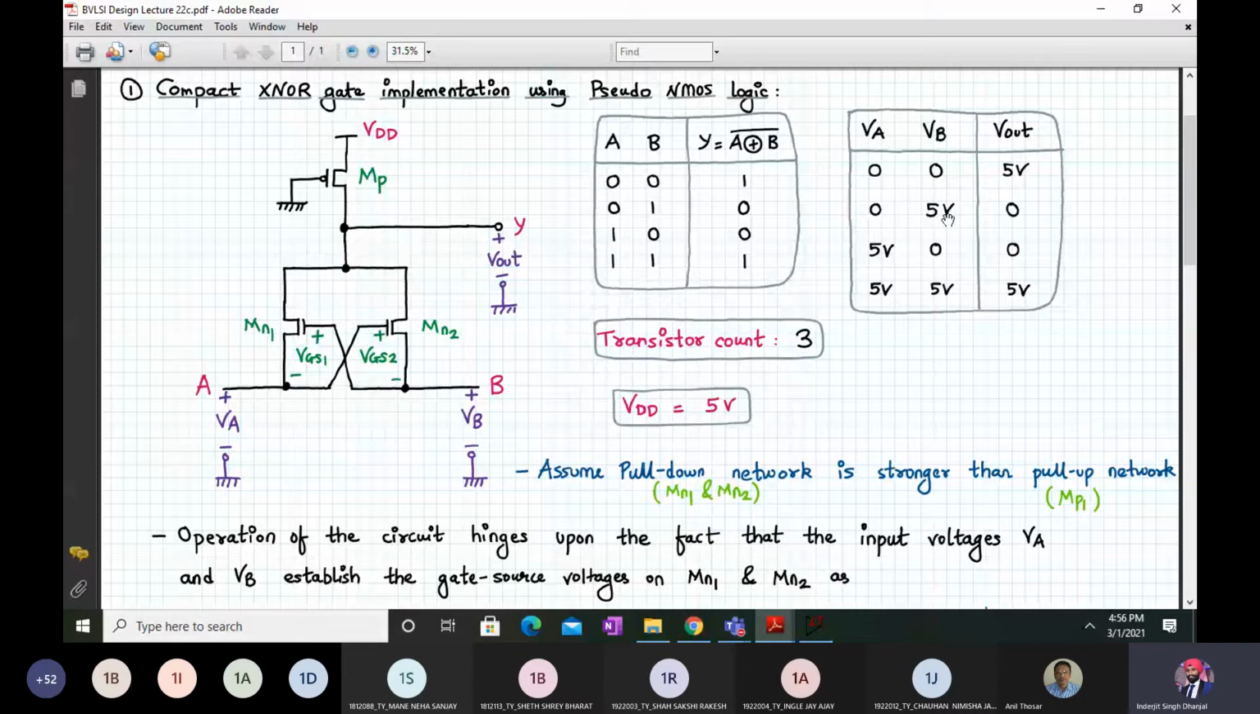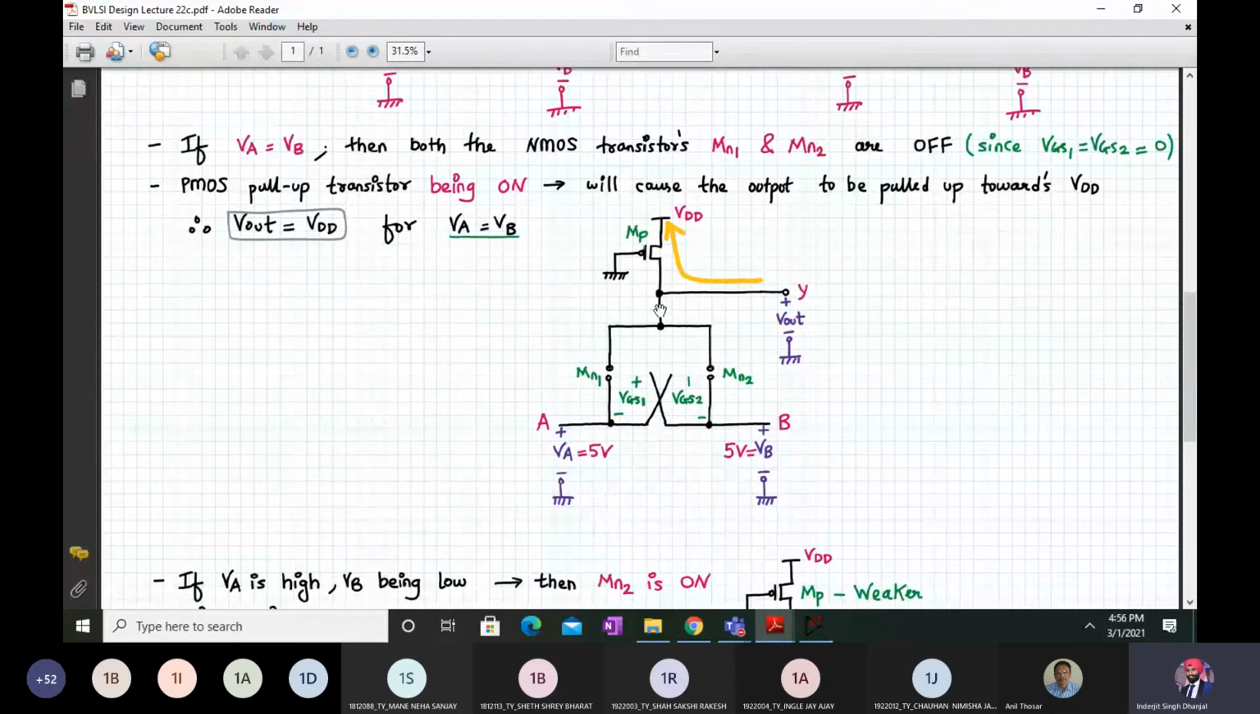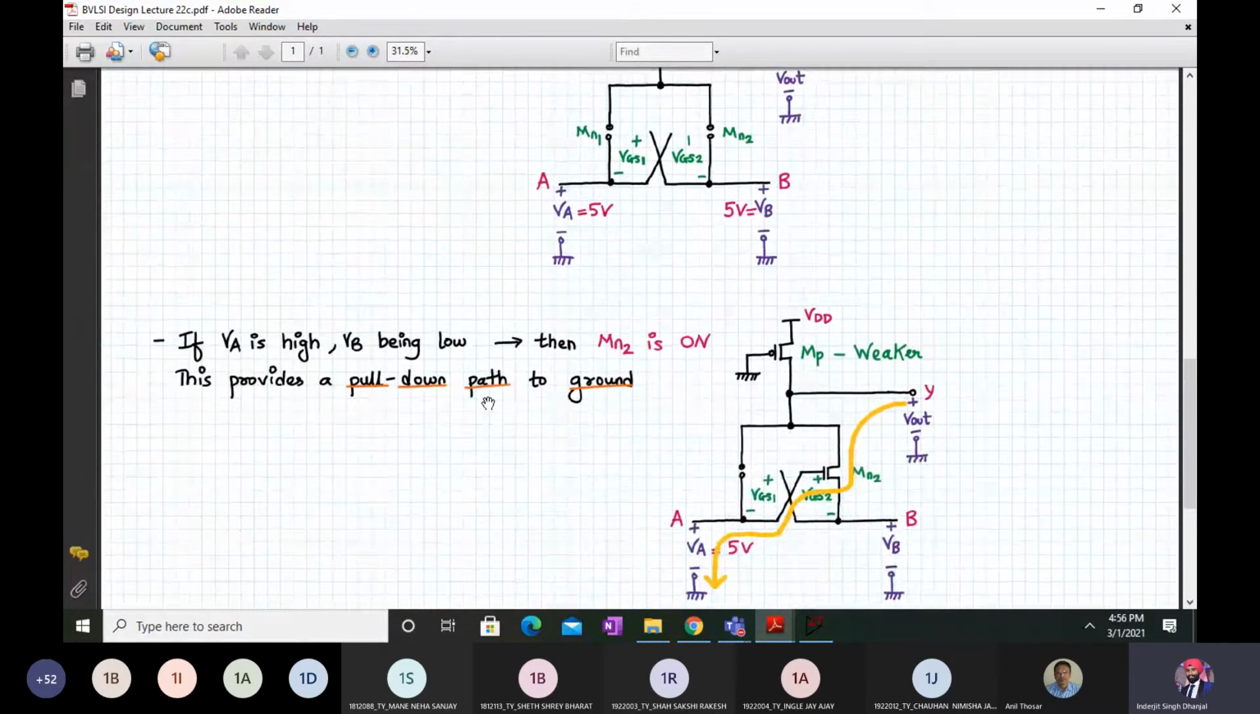Okay, now let us consider the case when the inputs are not the same. So let us see what will happen. So this is the scenario for the inputs to be the same. The output is equal to VDD when VA is equal to VB. That means both of my NMOS transistors in the pull down network are off. Okay, so now let us see the next case.